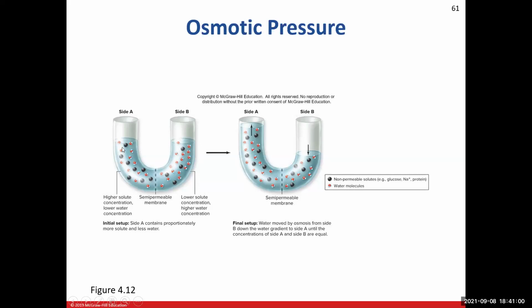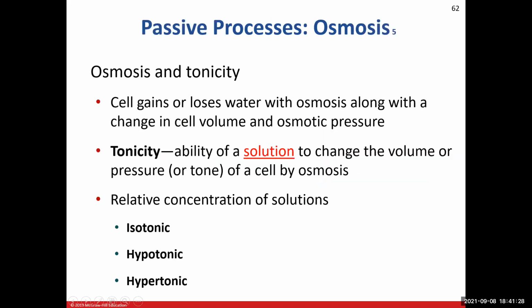Because there's a higher concentration of solutes here, but also a lower concentration of water molecules. You can count all the water molecules here: 4, 5, 6, 7, 8, 9, 10, 11, 12. All right, 3, 4, 5, 6, 7, 8, 9, 10, 11, 12, 13, 14, 15, 16, 17. So we see that there's more water here, less water here. We're going to go from B to A. And that's what you see. So that is osmotic pressure.